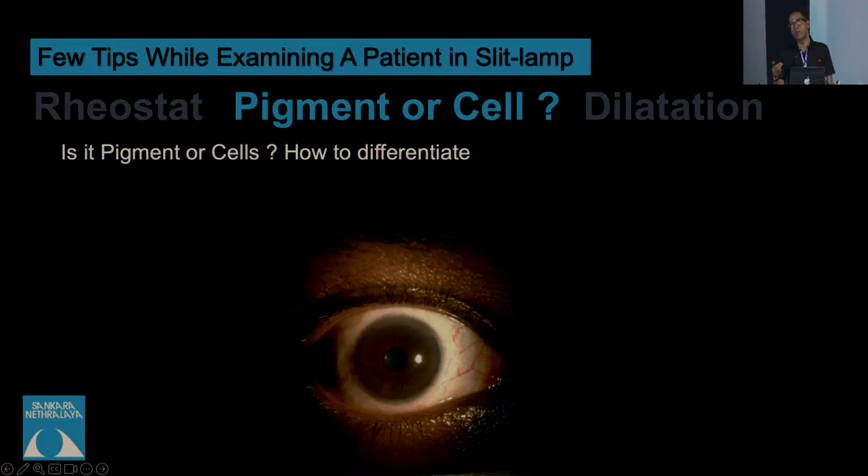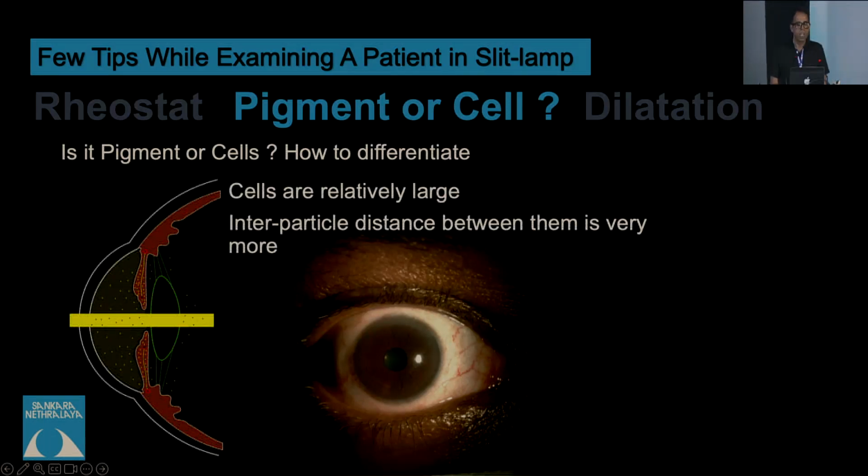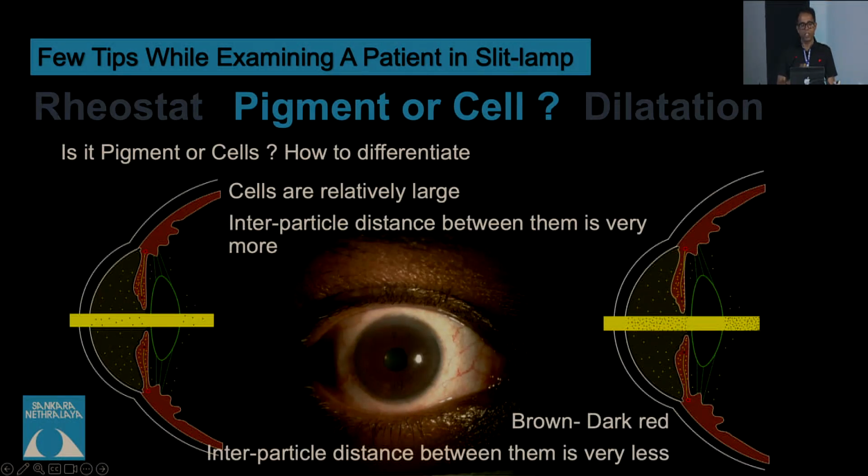Now the second problem you face in your clinic is: is it a pigment or cells? Because phenylephrine is notorious to cause pigment release from the iris, and sometimes this may give you an impression that you are dealing with a case of anterior uveitis. But if you see, the inflammatory cells are relatively large, and the interparticle distance between them is more. Whereas the pigments are dark brown in color, very closely arranged, and the density will be much more than the inflammatory cells.